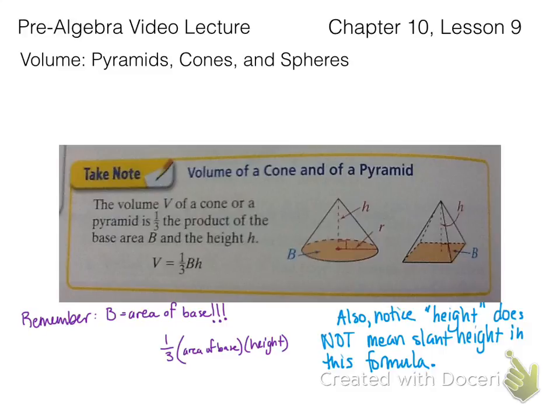Before, we'd been talking about height as the slant height, which is the distance from the vertex to the base along the edge, along the lateral face. Now that we're talking about volume, it's actually from the very tip to the very bottom of it. It goes straight down. It doesn't go along the lateral face like slant height does.